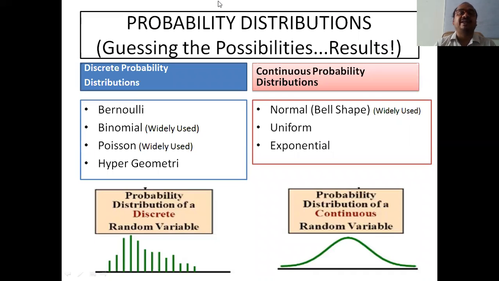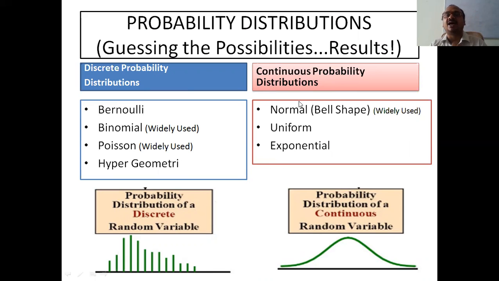This slide I have already explained. Data distribution types: discrete, continuous. Bernoulli and binomial were completed in the first video, Poisson's distribution in the second video. These three are very important: Bernoulli, binomial, Poisson's.